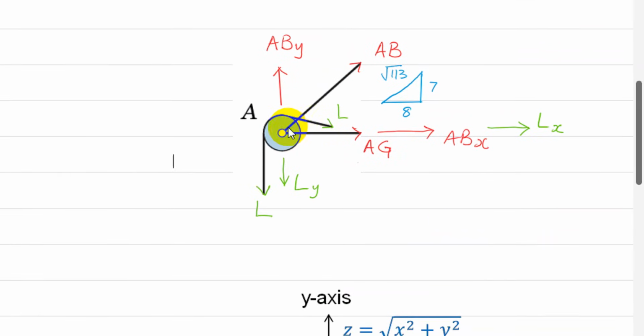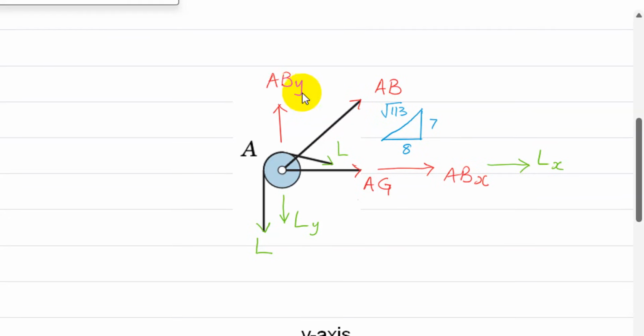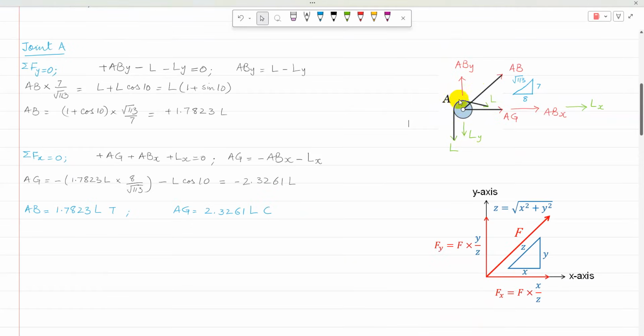So here is joint A. AB is resolved into components ABx and ABy, and the components can be calculated using the sides of the triangle. Now the L, the tension in the rope, which is towards the right, makes an angle of 10 degrees with the horizontal, so it can be resolved into its components Lx and Ly. Then there is one unknown in the vertical direction, so I'm going to start with sigma Fy equal to 0.